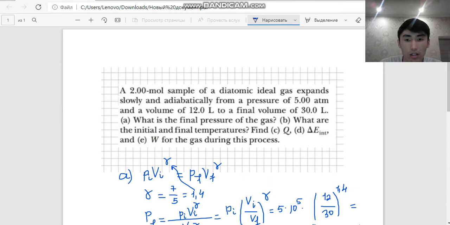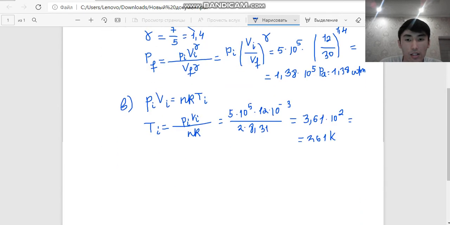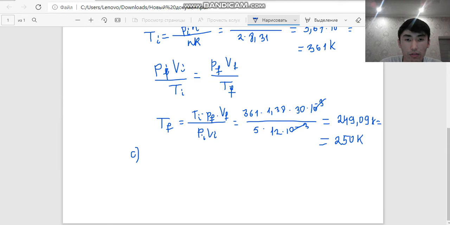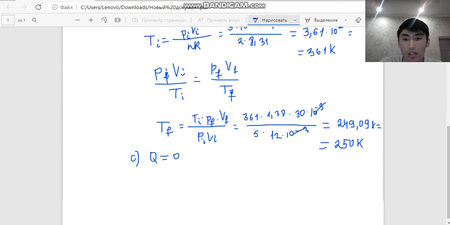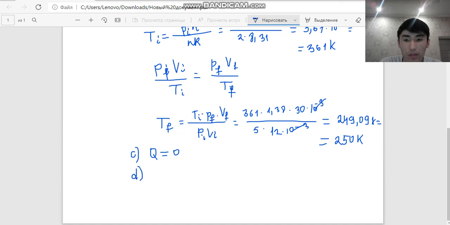That was the second question. The third question is to find Q, heat, right? We know that in an adiabatic process heat will be equal to 0 because there is no heat transfer, no energy transferred into the system or out of the system. So it means heat will be equal to 0. And the fourth question, D, is the change of internal energy, right?